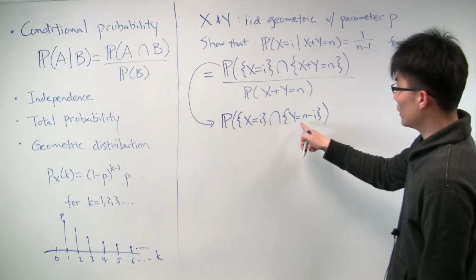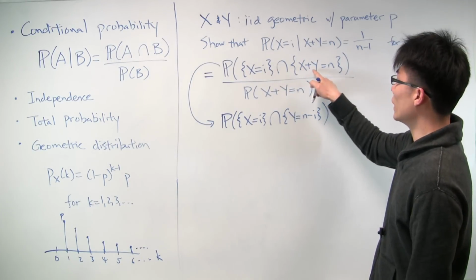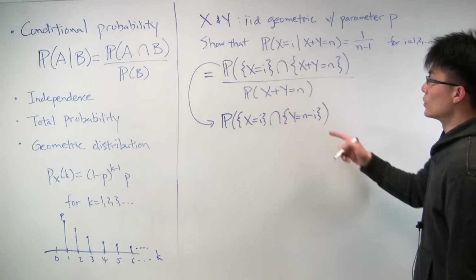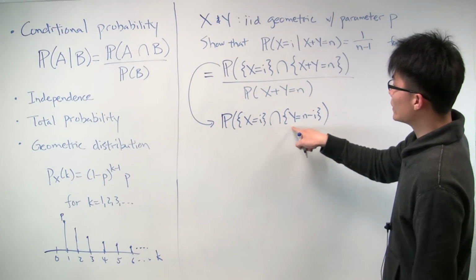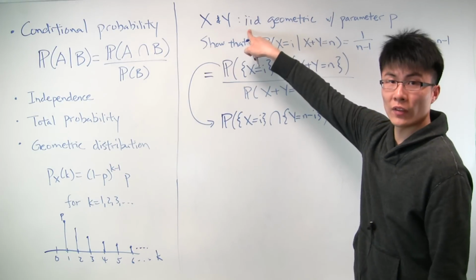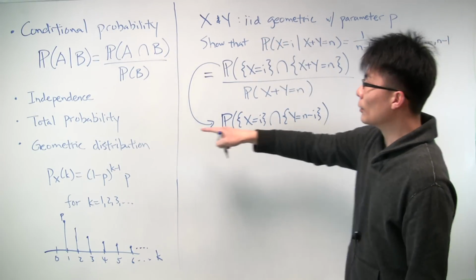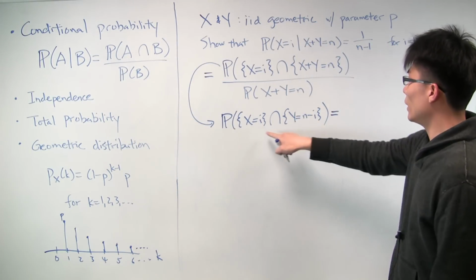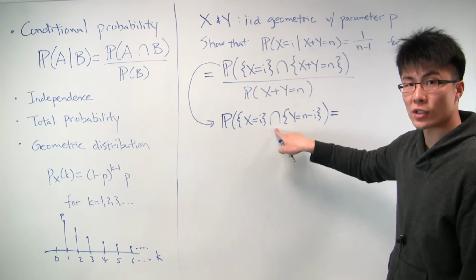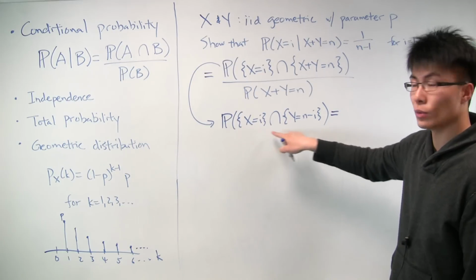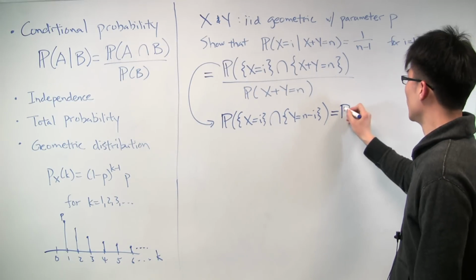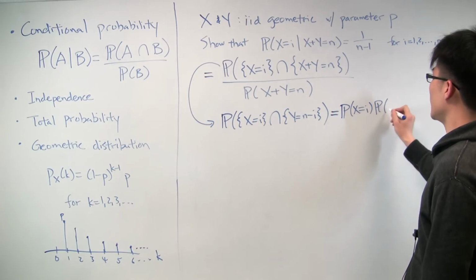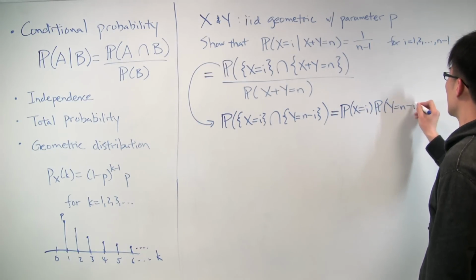Because if this is true, then this is true, and if that is true, then this is true. And now, what are we going to do? Well, what we know is that x and y are independent because we're given that as an assumption. And now we apply independence. Because they're independent, this probability involving an intersection, we can just write as a product of two different probabilities. So this is just the probability that x equals i times the probability that y equals n minus i.